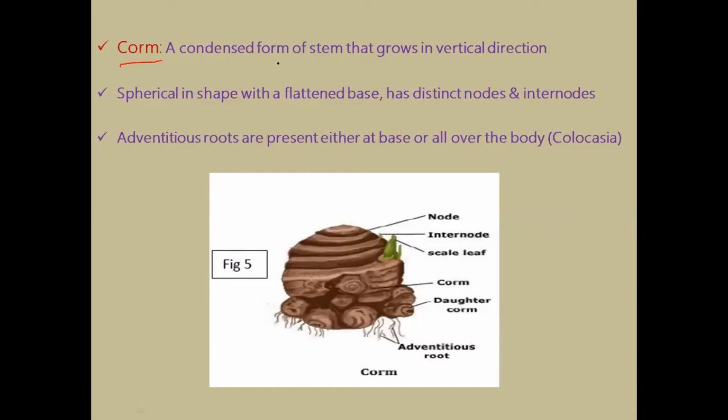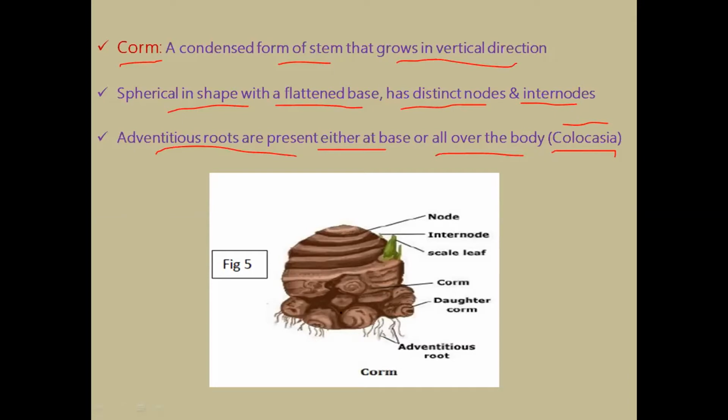The next one is corm. Corm is a condensed form of stem that grows in a vertical direction. It is spherical in shape with a flattened base and has distinct nodes and internodes. Adventitious roots are present either at the base or all over the body. The typical example of corm is colocasia.